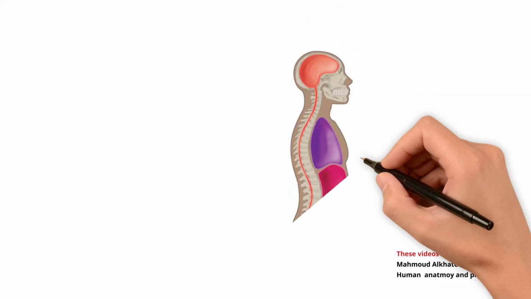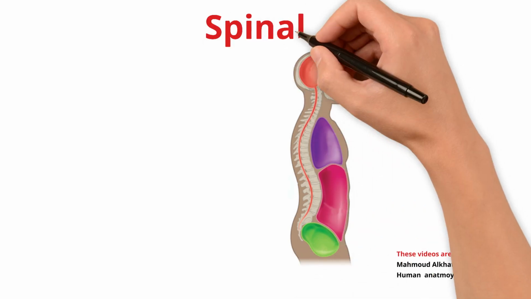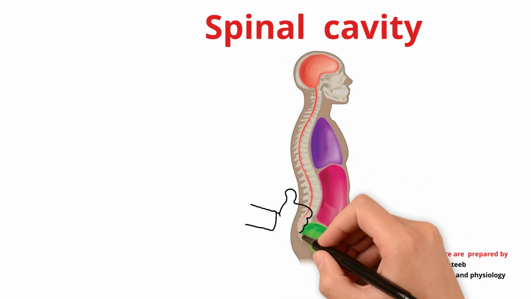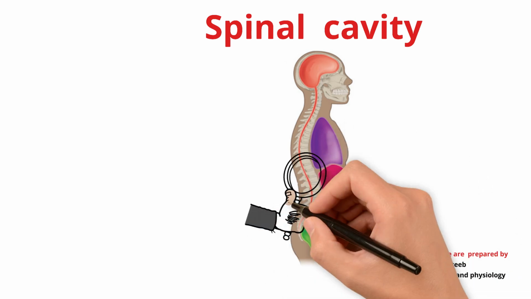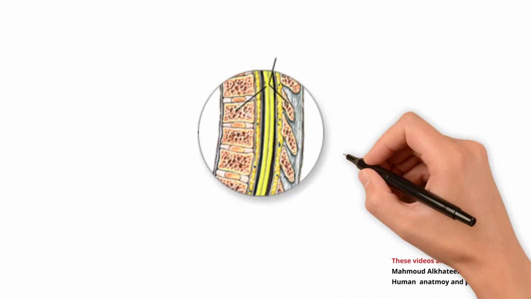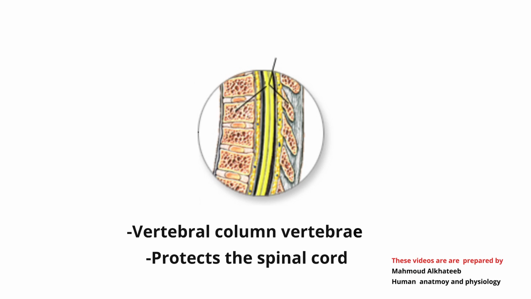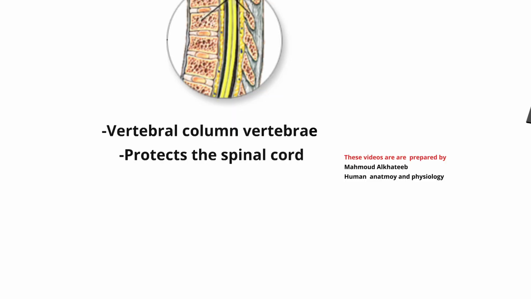Now, let's take a closer view of the second dorsal cavity, known as the spinal cavity. This cavity houses the spinal cord, which is a cylindrical structure of nervous tissue that extends from the brainstem downward. Within this view, we recognize that the vertebrae of the vertebral column form the boundaries of this cavity, affording protection to the delicate spinal cord.